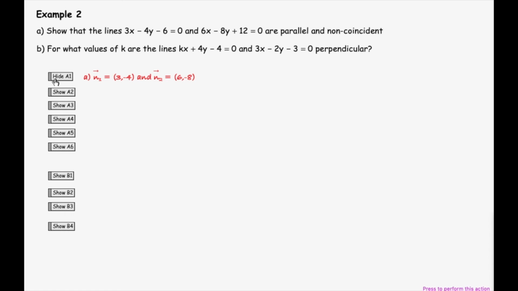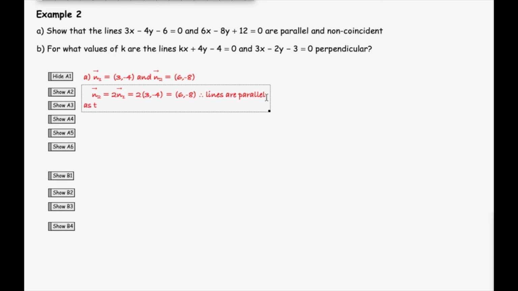And now we will take a look. Are these scalar multiples of each other? Because if they are scalar multiples of each other, we know the normals are parallel. And if the normals are parallel, then the lines would be parallel. So if we multiply normal 1 by 2, we will get normal 2. So since normal 2 is equal to 2 times normal 1, we do know the lines are parallel. And I suppose I could tack on the end, the lines are parallel as the normals are parallel.